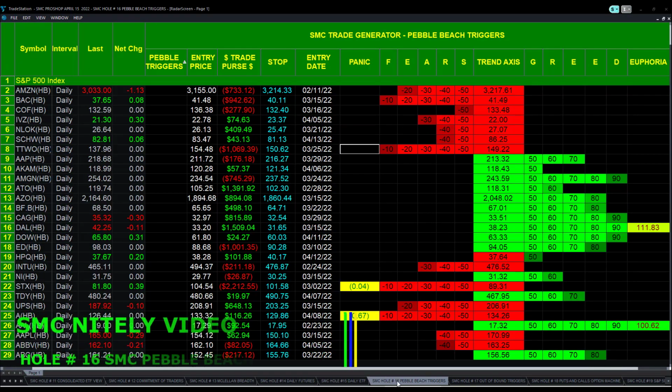Hole number 16, the SMC Trade Generator Pebble Beach Triggers. Now this is a fantastic tool, especially for those that have this on their desktop. And we will look at this almost every night. This is not a trend identification system. It is more of a counter trend trigger.